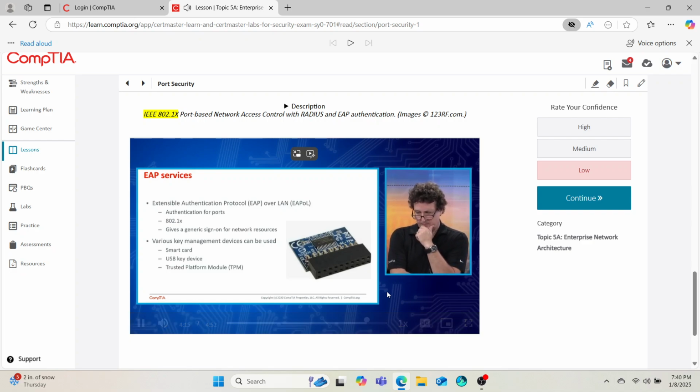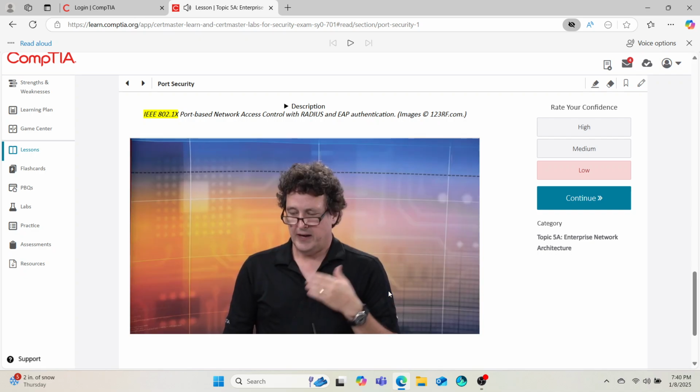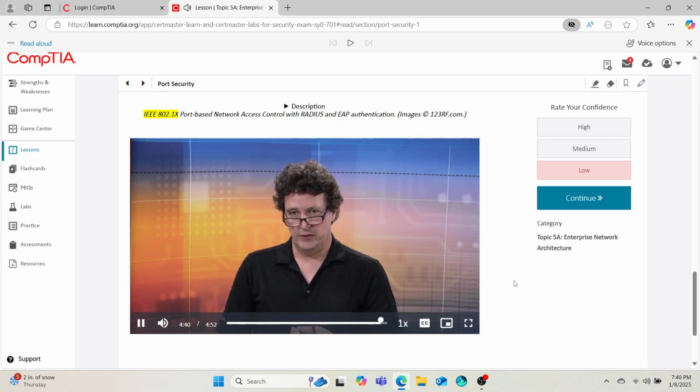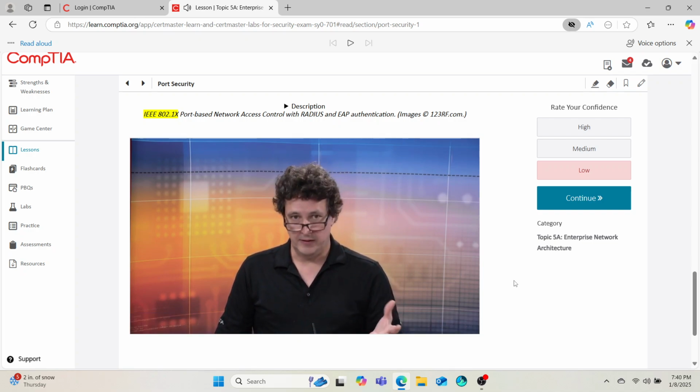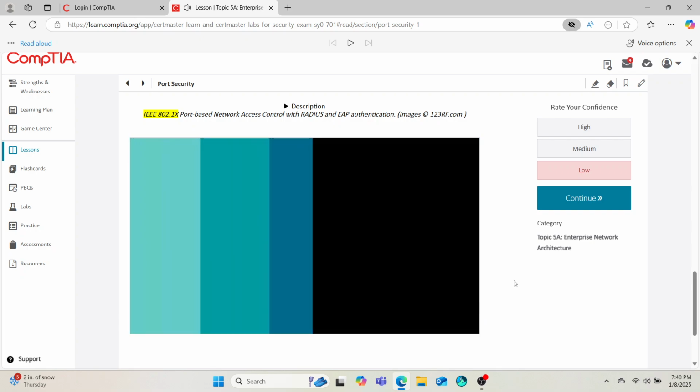Another way to do this, there are various key management devices that can be used. You can use a smart card. You can even use something that looks like a USB drive. It's in the same form factor, but it's not a USB drive. Or you could use a trusted computing module. I took a picture here of such a module. You can grab one of those, and oftentimes they get embedded in some sort of computing device. So the idea is that you're using these services to enhance authentication, to truly identify what a supplicant is, or what a subject is, or what a device is doing.